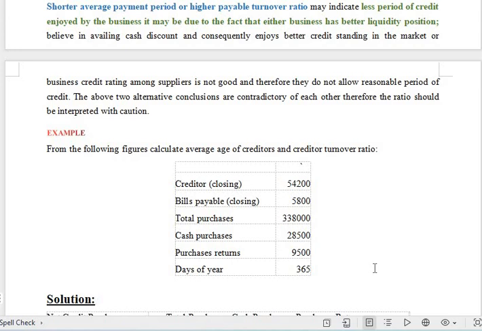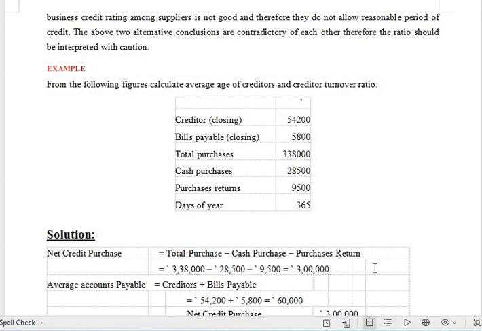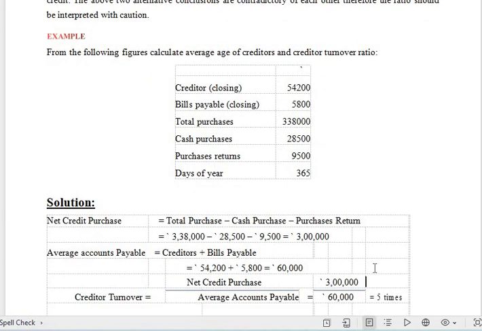of a year. So first, in order to calculate the creditor turnover ratio, the formula is nothing but net credit purchase divided by average accounts payable. What is the net credit purchase? From the total purchase 3,38,000, I am subtracting the cash purchase 28,500 and the purchase return 9,500. These two we have to subtract from 3,38,000. The balance we are getting is nothing but 3 lakh. That is your credit purchase. That's why I am substituting it here.